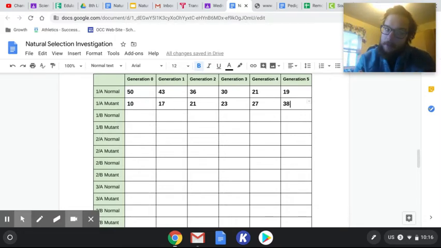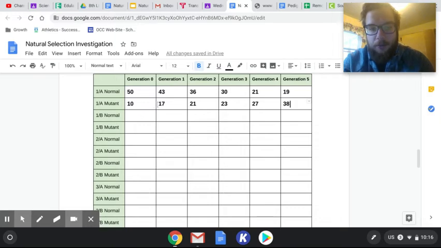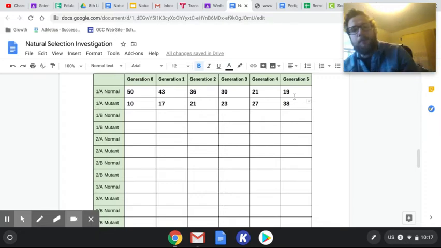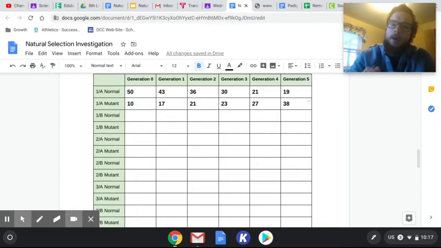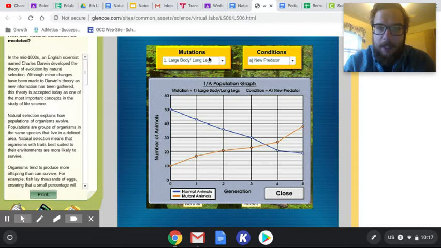Now, I'm assuming, hint, hint, that the questions at the end of this lab are going to ask you about these patterns. And so when we think about this environmental condition and this mutation, we can tell that the mutants have the advantage here, right? Look at their population number. They are drastically increasing over generations compared to the normals, who are losing about 7, 7, 6. I mean, they're going down pretty significantly. So right away, without going further into the lab, we know that for these mutants, having a large body and long legs is an advantageous trait.